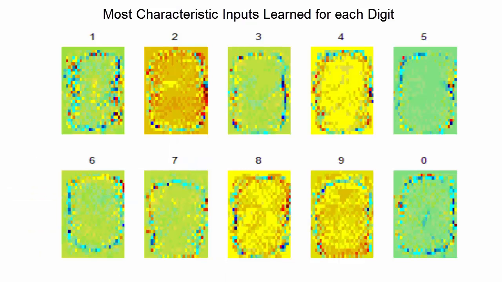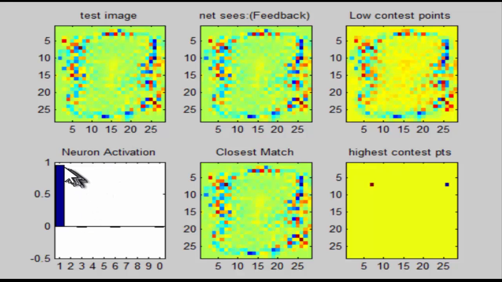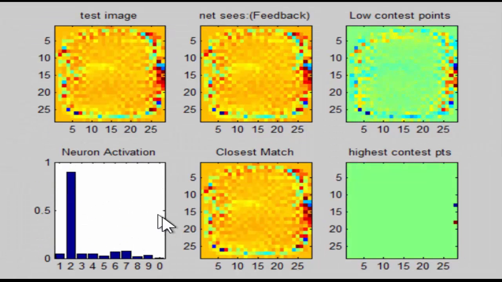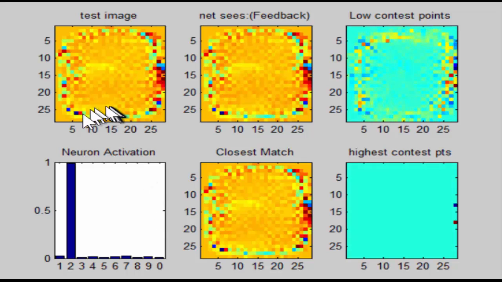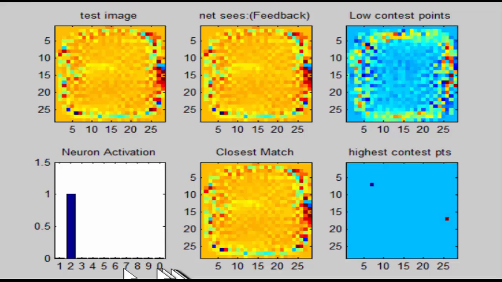If you're not convinced that these are the characteristic patterns, here we present the ideal pattern for node 1, and indeed you see the activation of node 1 becoming 1 and all the other nodes becoming 0. Put in the ideal pattern for node 2, and again you see the activation for node 2 becomes 1 while all the other ones become 0.